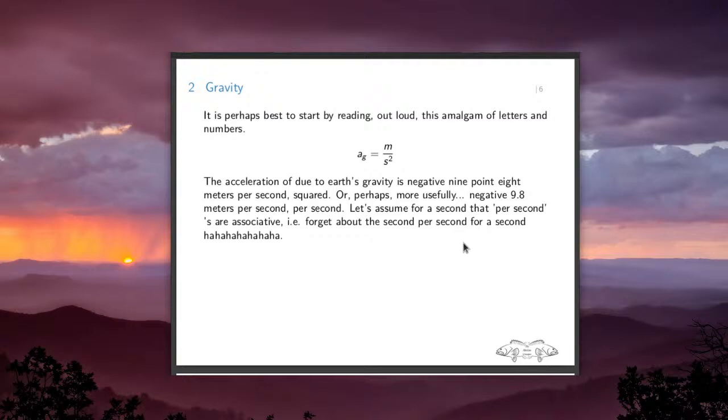So what is all this stuff? I mean, how do we even say it? We would say the acceleration due to Earth's gravity is negative 9.8 meters per second squared. Or, and I think this is actually a more useful way to say it, it's negative 9.8 meters per second.